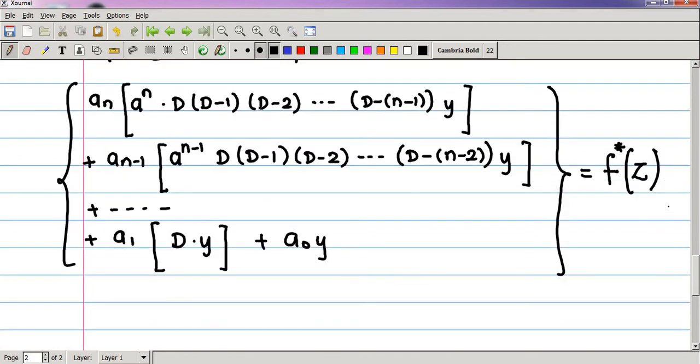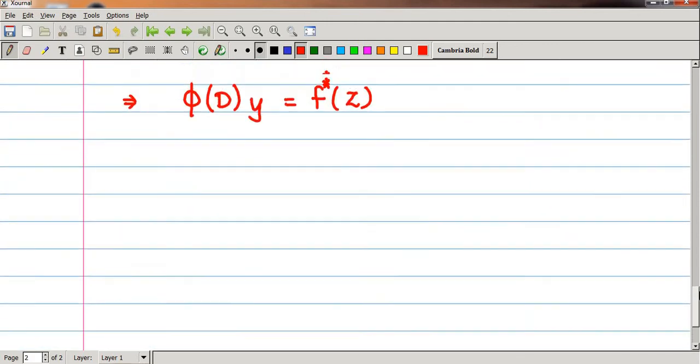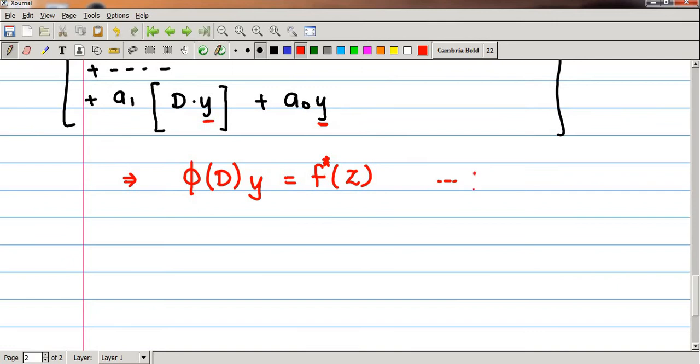If we observe the left hand side very carefully, for this differentiation operator D, the coefficient will be a constant term every time. So we are getting a polynomial in terms of D, which is to be operated on the dependent variable y, and on the right hand side we get a function containing the new variable z. So this is nothing but a linear differential equation with constant coefficients.